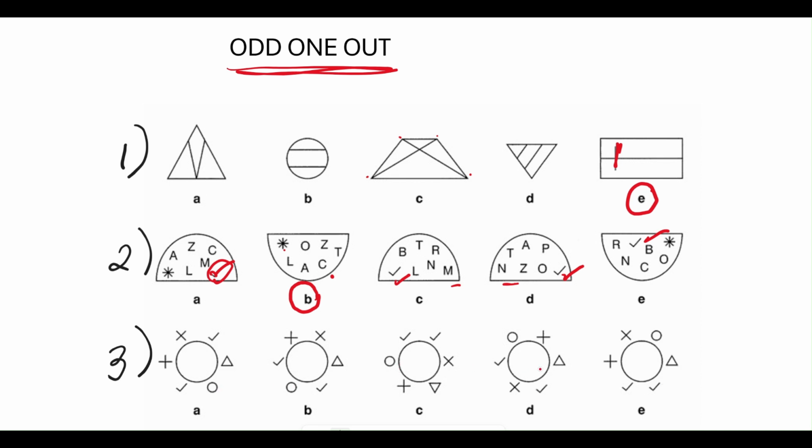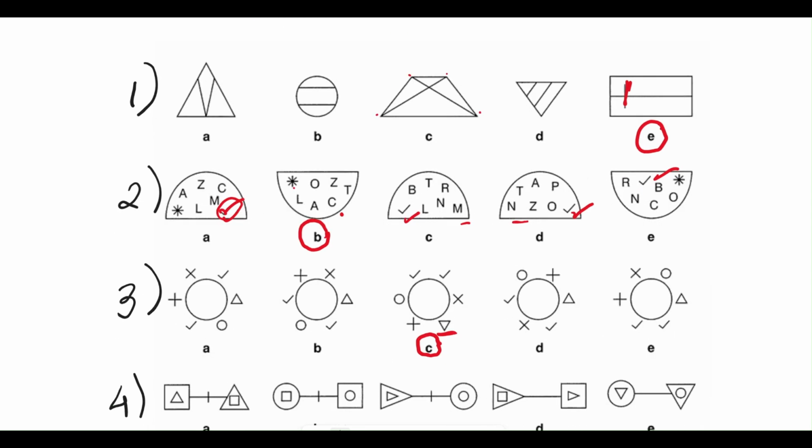Circle. And I have a triangle. Okay, a triangle which is inverted. It's inverted, it's not pointing up. So it is the only option with an inverted triangle, so that's going to be my answer.